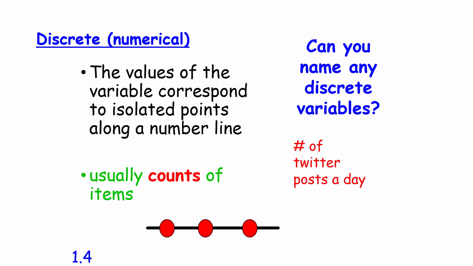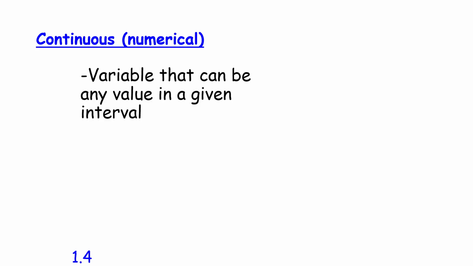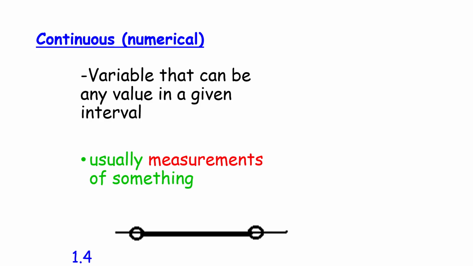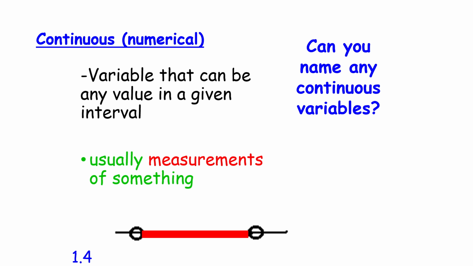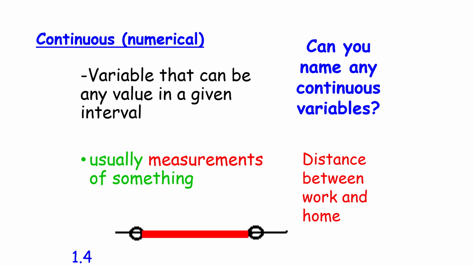Let's talk about continuous now. So continuous is a variable that can be any value in a given interval. So it usually means that we're measuring something. Okay, so it's that gap in between. So can you name any continuous variables? Things you might measure. How about the distance between work and home? So discrete variables have values that are integers, whereas continuous variables are all real numbers.